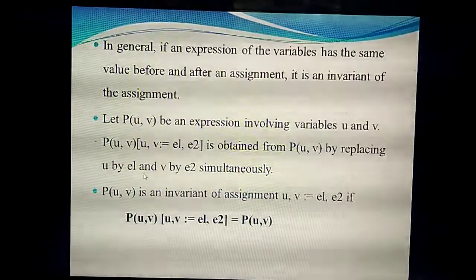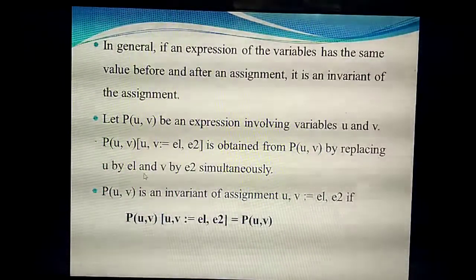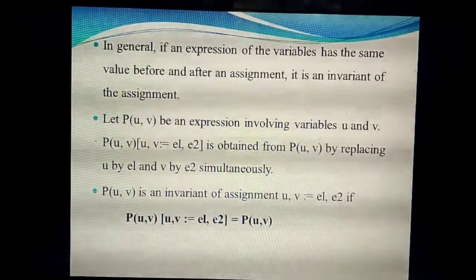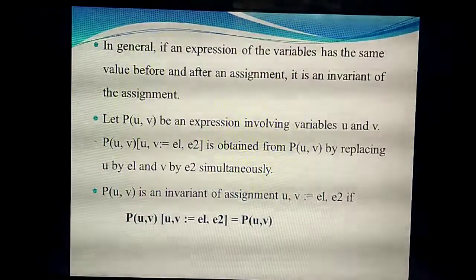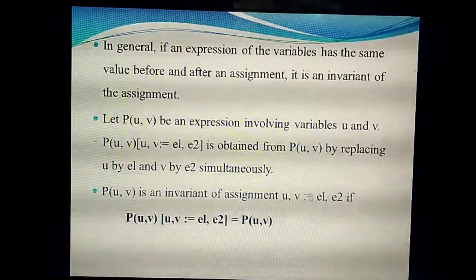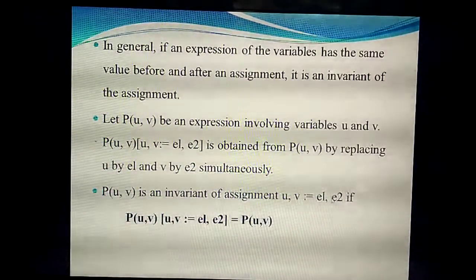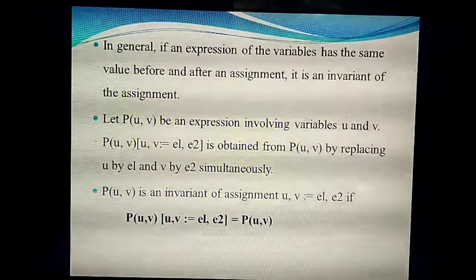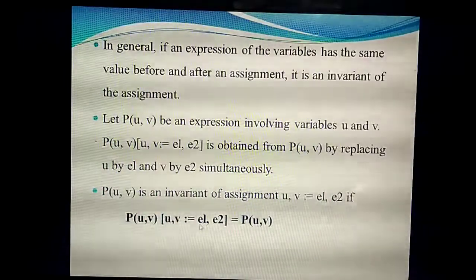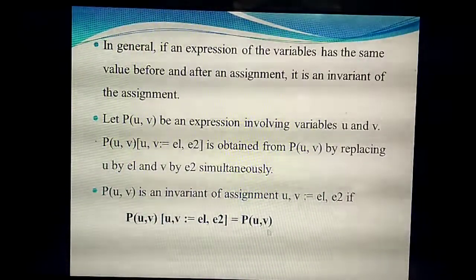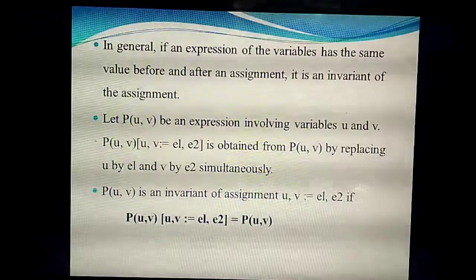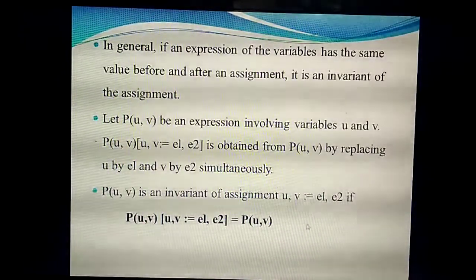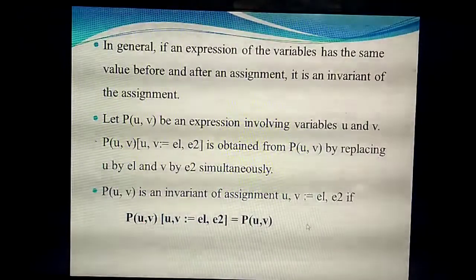Okay, now you are going to prove whether this E1 and E2 is an invariant or not. So listen, what's the question? P of U comma V is an invariant of the assignment. What values are you going to change? U and V to E1 and E2. Substitute here: P of U comma V equal to, so U comma V you change to E1 comma E2. After assigning these values also, you need to get the answer P of U comma V. Then only you can say the value is an invariant.